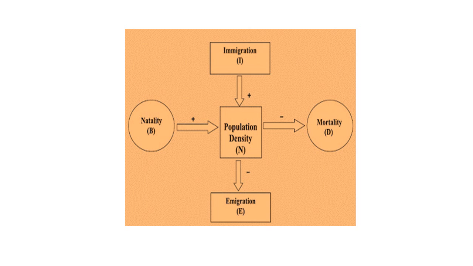So now we can easily understand all four processes which contribute to the increase or decrease in population density N: natality B and immigration I, due to which population density increases, and mortality D and emigration E, due to which it decreases. So four processes are involved in population growth.